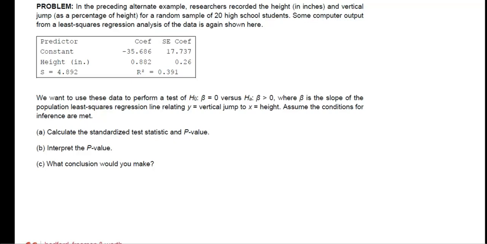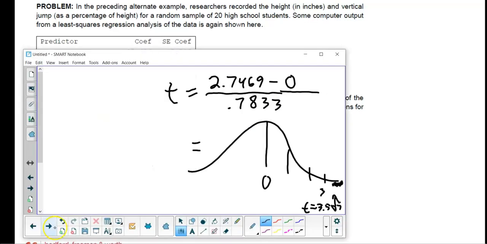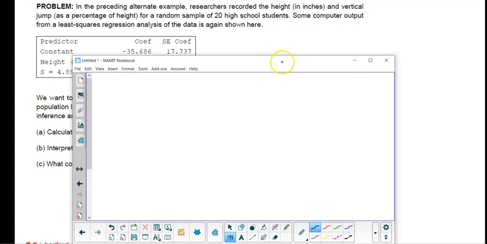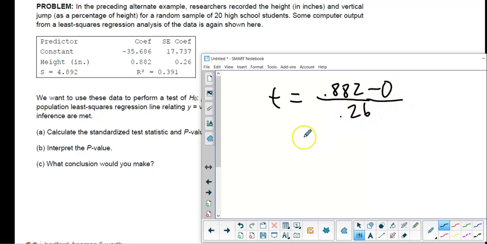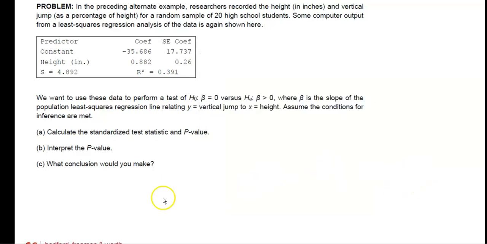Same example, we want to use the data to perform a test, calculate the standardized test statistic and p-value. So this will be t equals 0.882 minus 0, technically, over 0.26. So we get that t-value. It's definitely positive. You shade that way. So let's see what they get for the p-value.